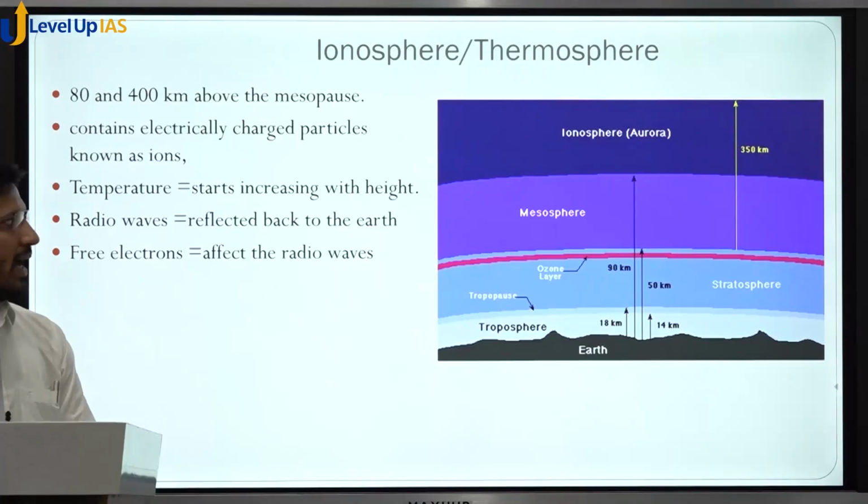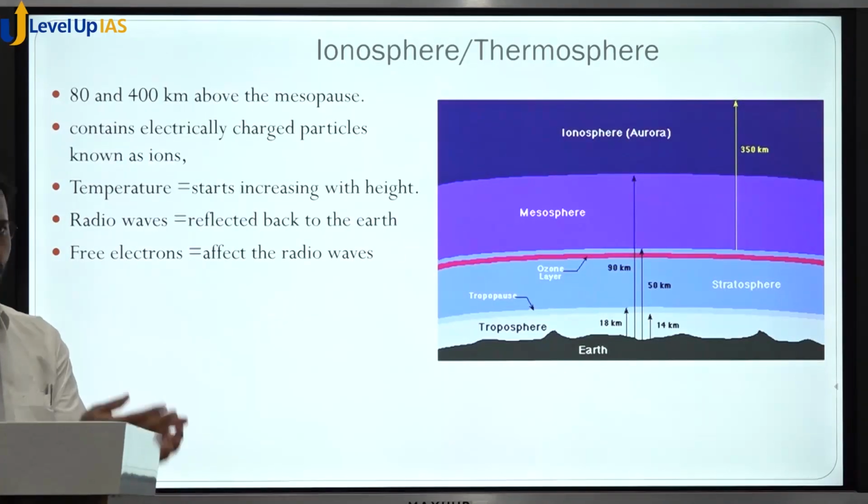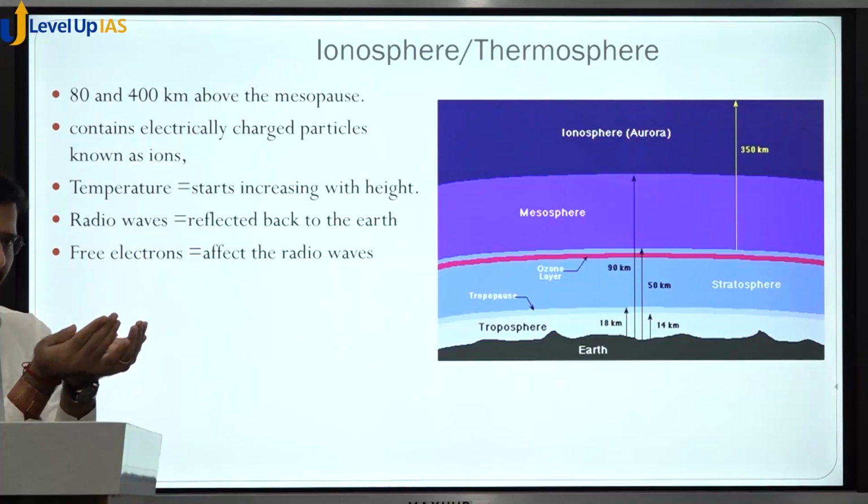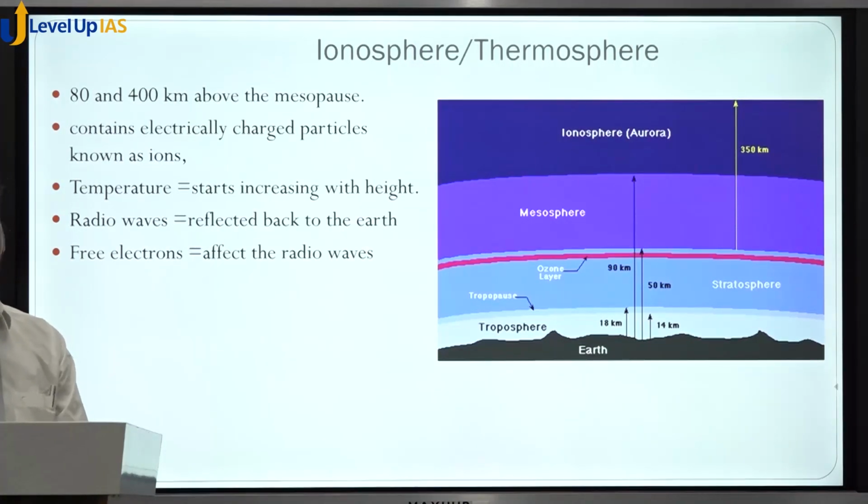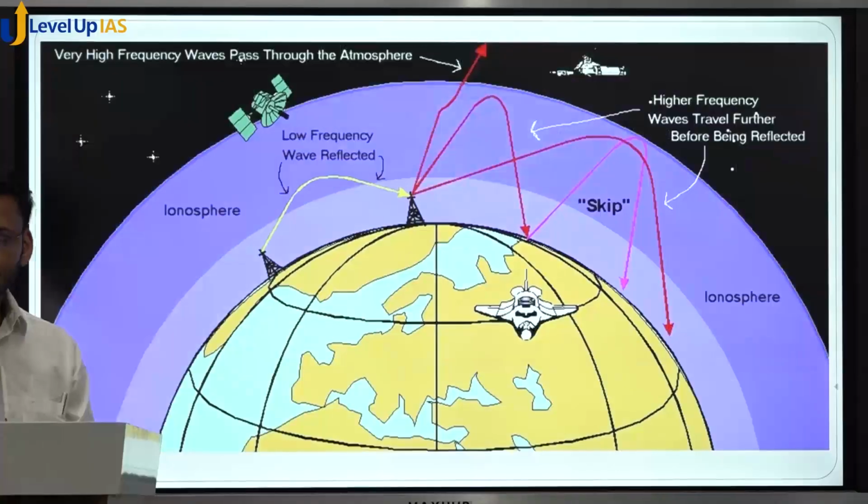So this ionosphere, as the name suggests, contains charged particles. These charged particles can be electrons. Generally, gases are present in monoatomic form. So it is a soup of monoatomic gases and free electrons. So we are calling it the ionosphere. So what happens over here? These ions reflect back the radio waves. Long wave radio waves are being reflected back by the ions and free electrons.